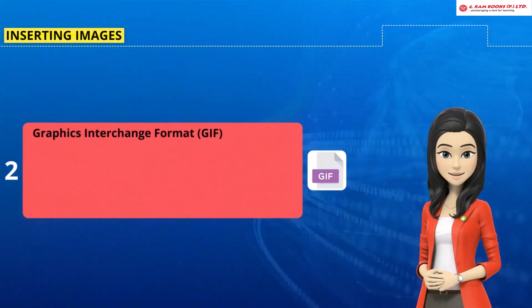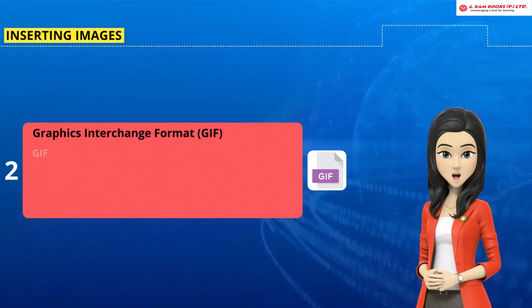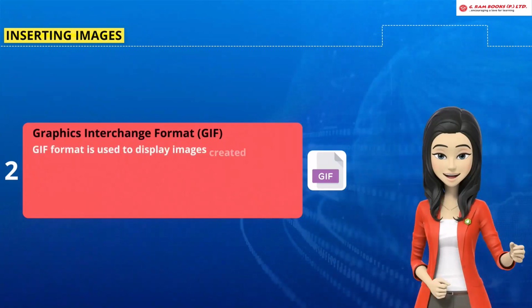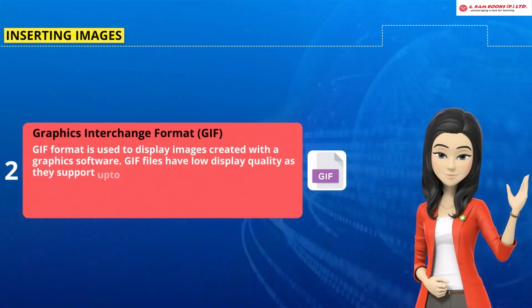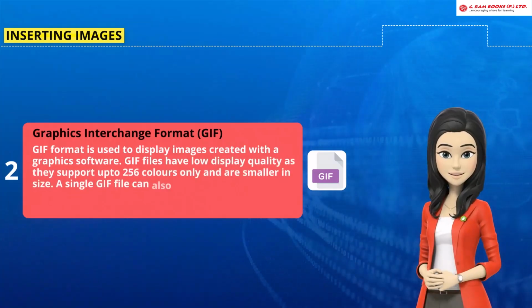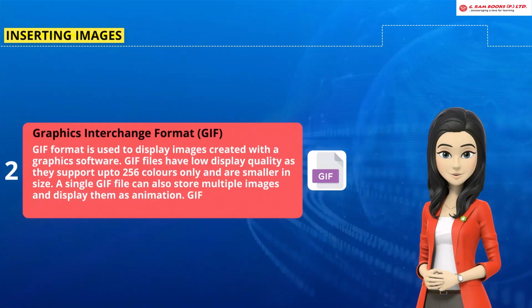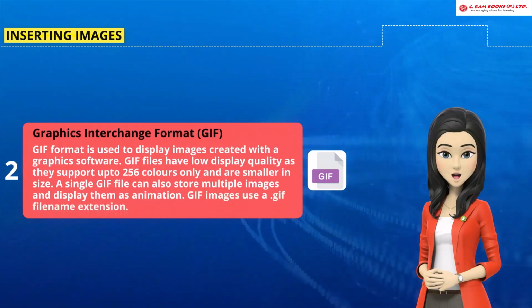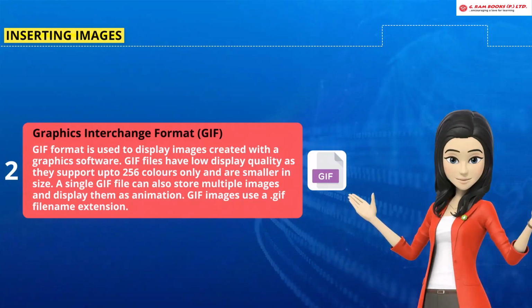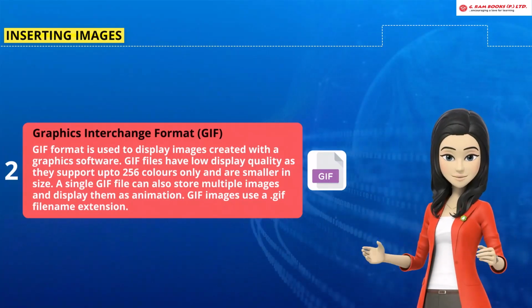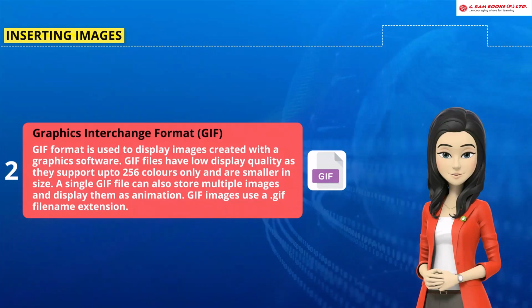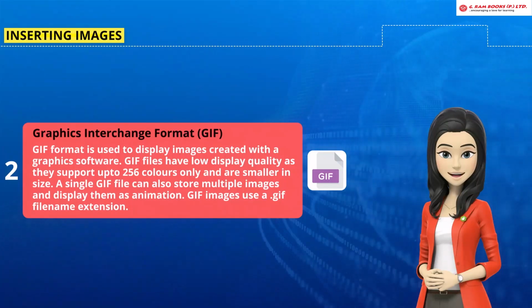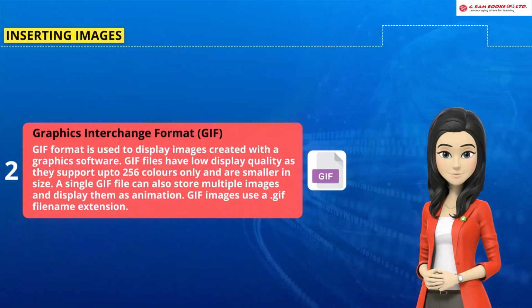Graphics Interchange Format, GIF. GIF format is used to display images created with graphics software. GIF files have low display quality as they support up to 256 colors only and are smaller in size. A single GIF file can also store multiple images and display them as animation. GIF images use a .gif file name extension.